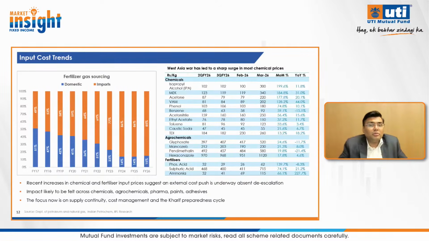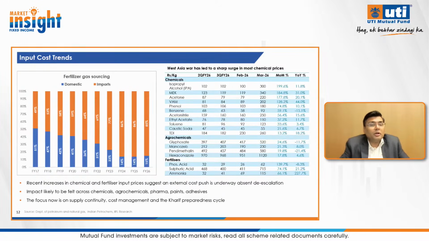If you look at various chemicals, not just fertilizer, the right-hand side chart shows the month-on-month impact of this conflict on various fertilizer prices as well as other agrochemicals. For example, in the fertilizer section, whether it's phosphoric acid, sulfuric acid, or ammonia, they are all up more than 50%. If you look at various chemicals like acetone, IPA, benzene, etc., they're all up 50%. In fact, in some cases, they have almost tripled. So broadly, it will not just impact fertilizer, it will impact the chemical industry, agrochemicals, the pharma industry, the paint industry, and so on and so forth.